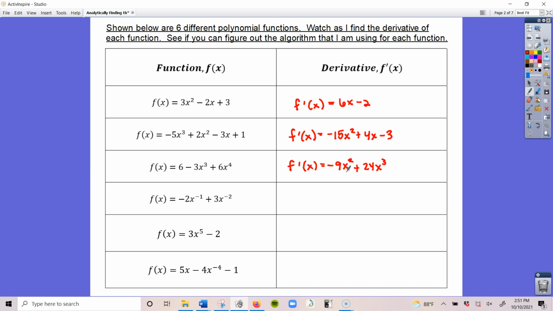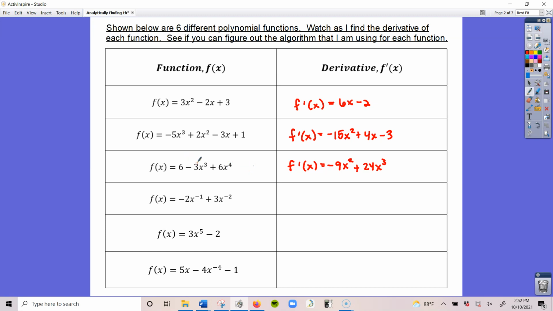Now I didn't work these out before. I'm not using the limit of the difference quotient, which is what we learned was the definition of a derivative. There's actually a pattern to this. First of all, the derivative of any number by itself is always 0. So that's why here the derivative of 6 is 0. The derivative of negative 3x to the third is negative 9x squared. And the derivative of 6x to the fourth is 24x to the third.